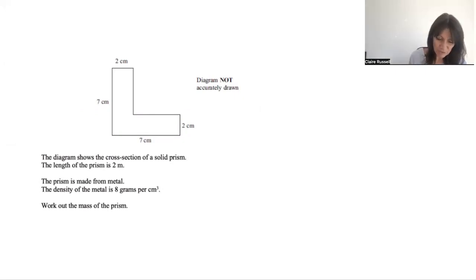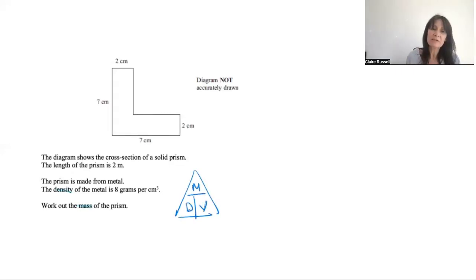So I've got some useful keywords as I read through this particular question. I can see that I have density and I have mass in that question. So I am going to be making my mass density volume triangle before I do anything else. Okay, it says I've got to work out the mass. Now to find the mass, I have to do the density times by the volume. When I read the question, I have the density. I have 8, but I don't have the volume.